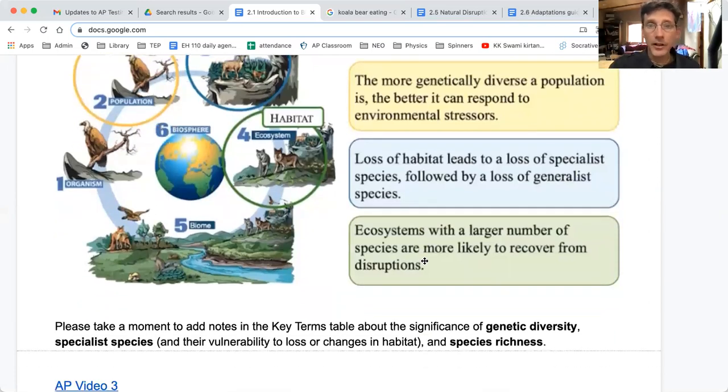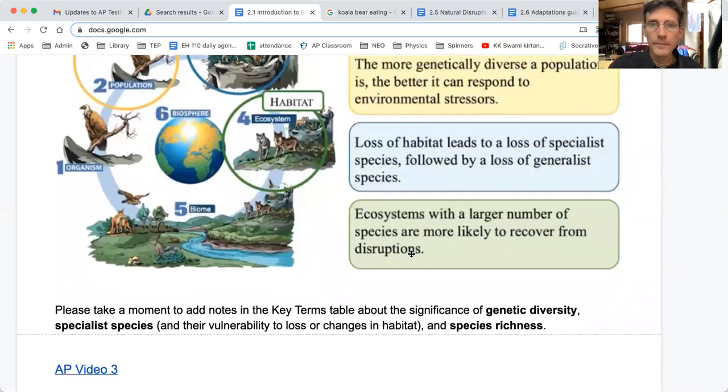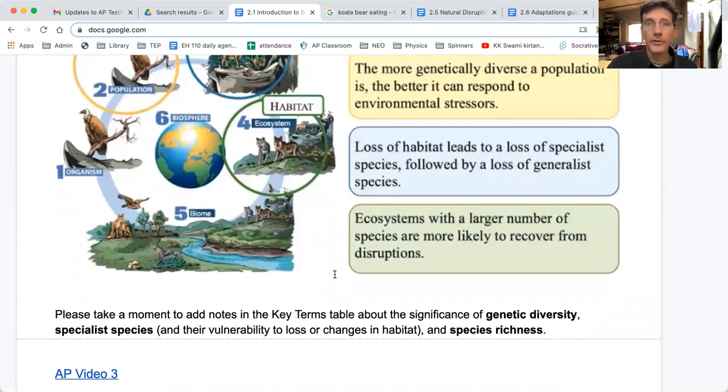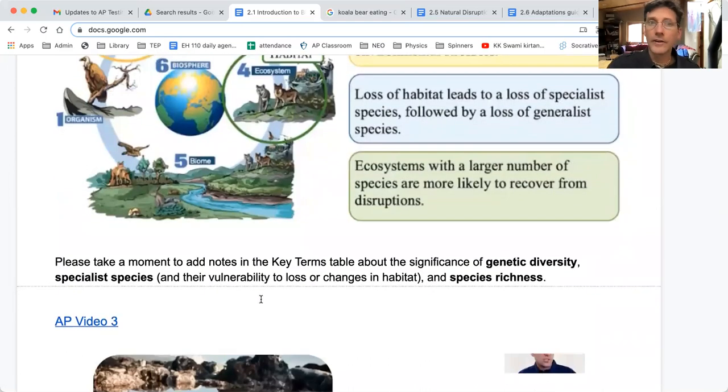And ecosystems with a large number of species are more likely to recover from disruptions. So that's kind of what we talked about. The greater number of species, that means there are more species available to repopulate, for example, an area that may have gotten wiped out by a fire or any kind of disturbance. It could be a tornado, a volcanic eruption, covering up vegetation with ash.